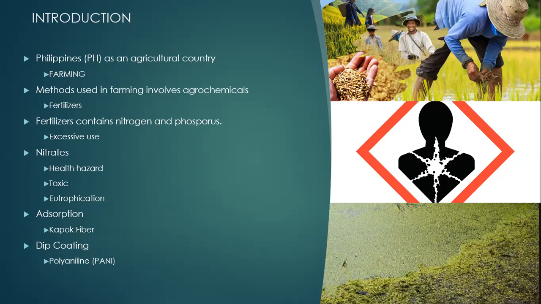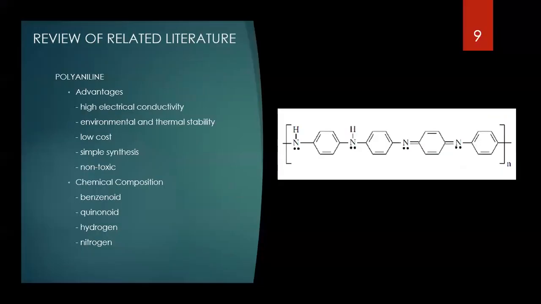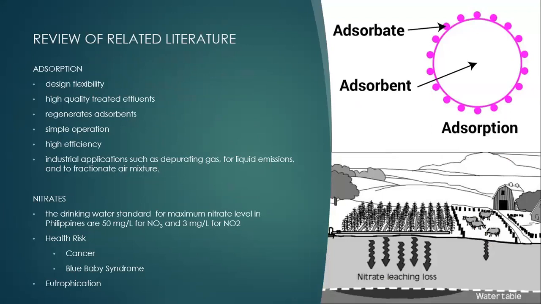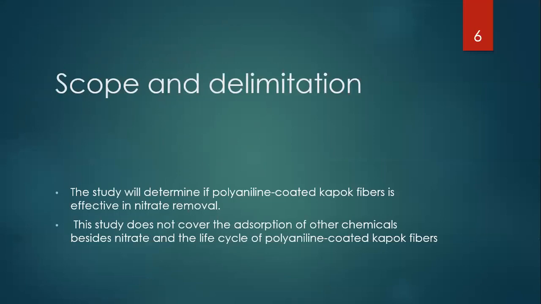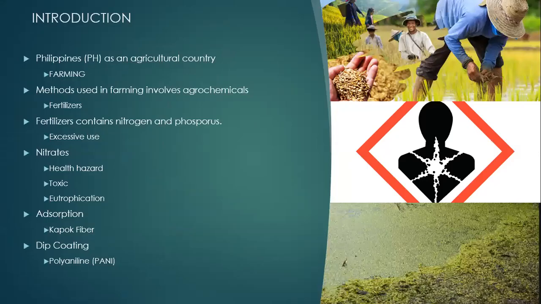I think, tanggalin natin dun sa RRL yung molecular structure ni polyaniline and then ilagay ninyo dito sa intro, sa second slide, para at least you can say ano yung mga rings ni polyaniline, na polyaniline is composed of the quinoid rings, of hydrogen, of nitrogen. Pwede nyo na rin yung dito ilagay. Huwag muna natin pag-usapan yung dip coating.